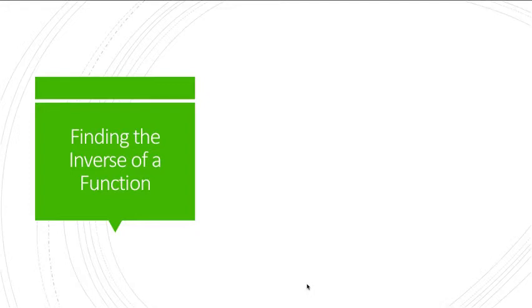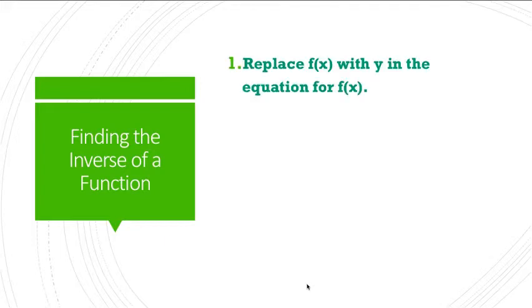Let's talk about how we find the inverse of a function. Here's the nice thing: you already know how to do this. If you can solve an equation, you can solve for an inverse function. The first thing we want to do is replace the f of x with y in the equation for f of x. The reason is that writing f of x gets really messy, but we know that f of x just means output and y means output, so we can switch those two.